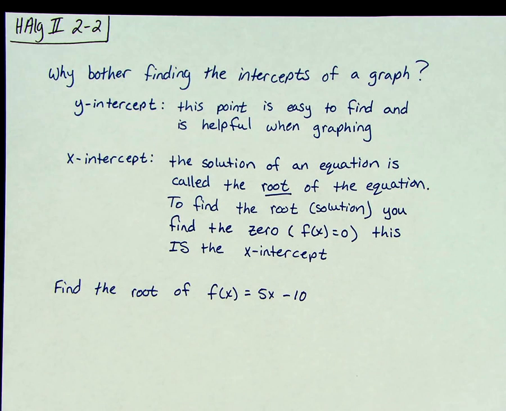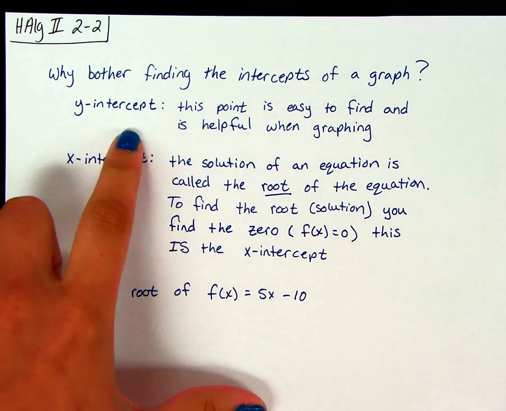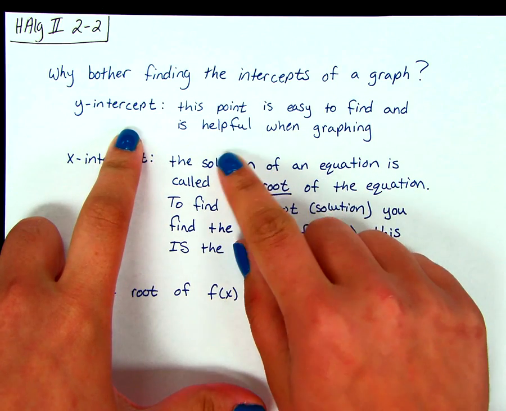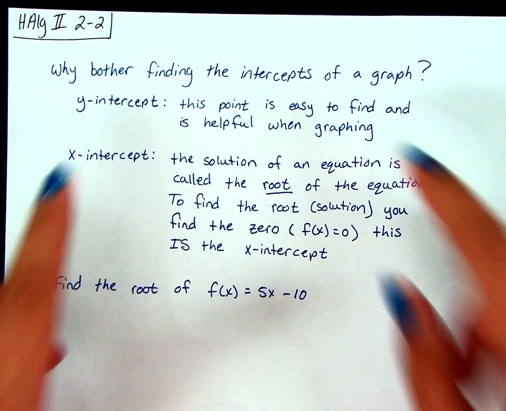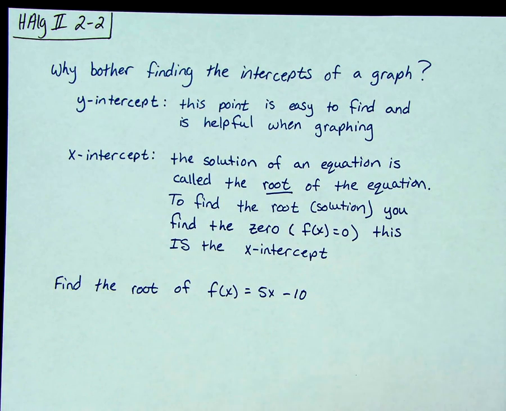Now, in the previous part of the lesson, we were talking about finding the x and y intercepts. Well, there's lots of different ways to graph, so what's the point of finding the intercepts of a graph? Why do we need to know that? Well, the y-intercept is always a really easy point to find when graphing. So the y-intercept is very helpful for us when we start graphing.